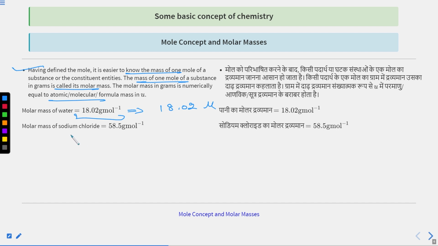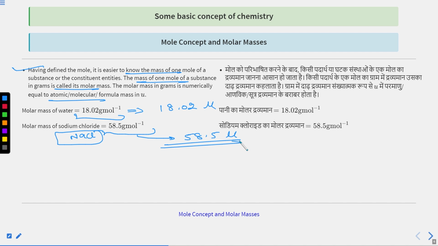It's a fixed value: the molar mass of sodium chloride having formula NaCl is 58.5 gram per mole. So if you want to know the formula unit mass of NaCl, it should be 58.5, and you can say AMU or U. U means unified mass, and AMU means atomic mass unit.